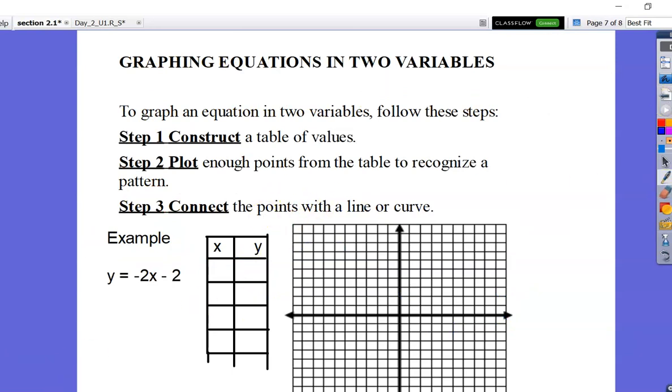When we're graphing, we have a few steps we want to take. Number 1, construct a table of values. It's always good practice to have some positive numbers and some negative numbers. So I'm going to start with x at -2 and then go to -1, 0, 1, and 2. The reason I like to include 0 is because then I always have my y-intercept as part of the table. We're going to substitute each of these values in for x in the equation.